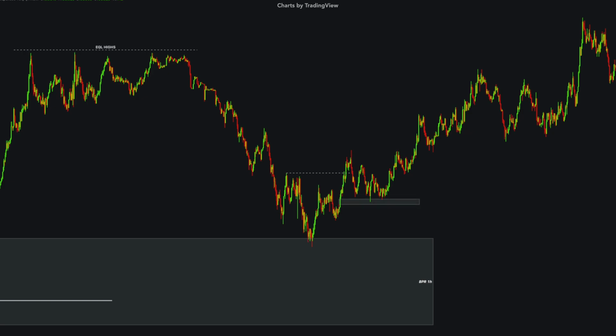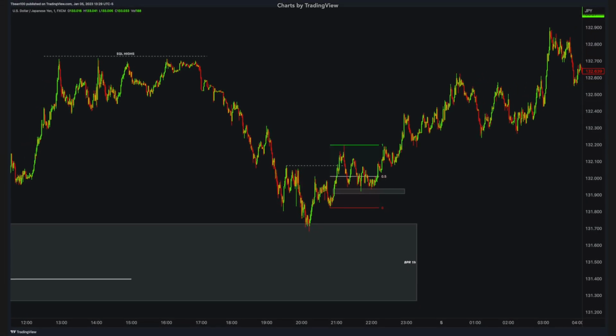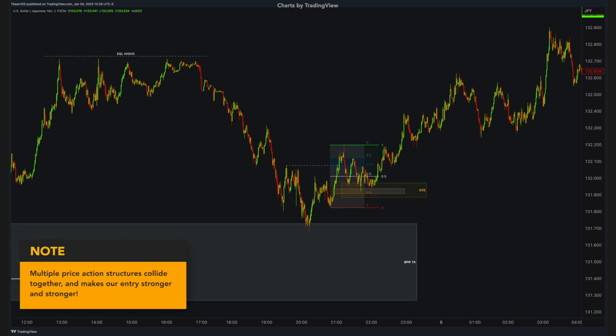Next, we have our obvious imbalance right at this point. If you draw your premium and discount zone, it is in the discount area. Do not focus on the colors. I always forget to switch the colors of the Gann box tool. You can also get help from your Fibonacci tool to identify the most optimal entry point. The OTE zone also collides with the imbalance, which makes it a much stronger area to trade.